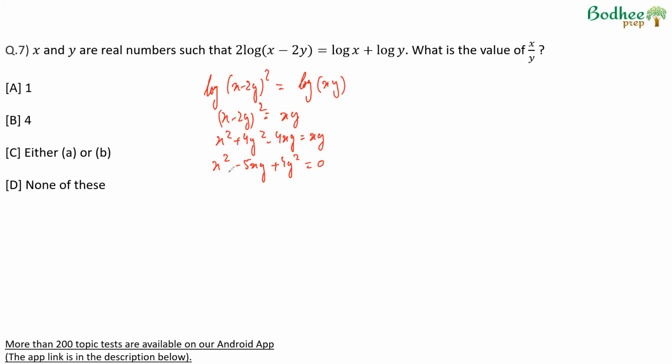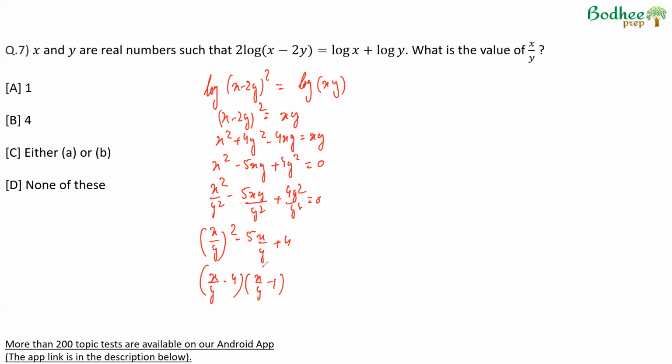We have to find x by y. If we divide the entire thing by y square, we get x square by y square minus 5xy upon y square plus 4y square upon y square. This becomes x by y whole square minus 5 x by y plus 4, which is nothing but x by y minus 4 into x by y minus 1. Sum of 5, product of 4, which means x by y is equal to 4 or x by y is equal to 1.